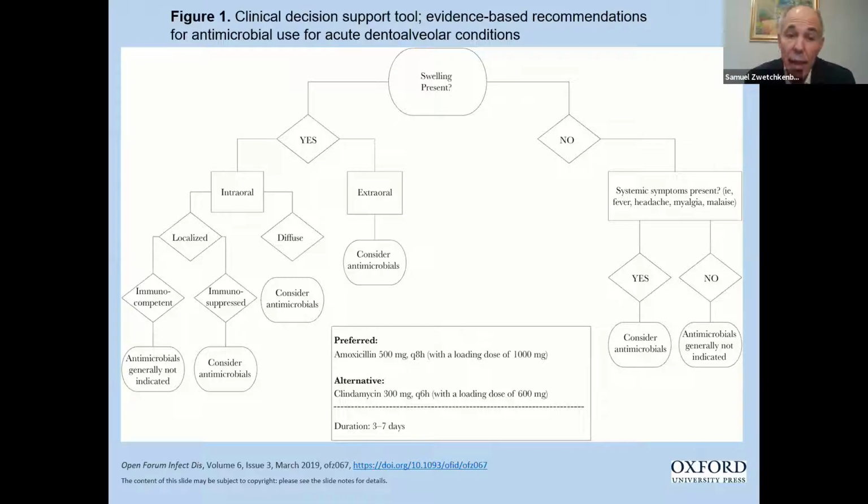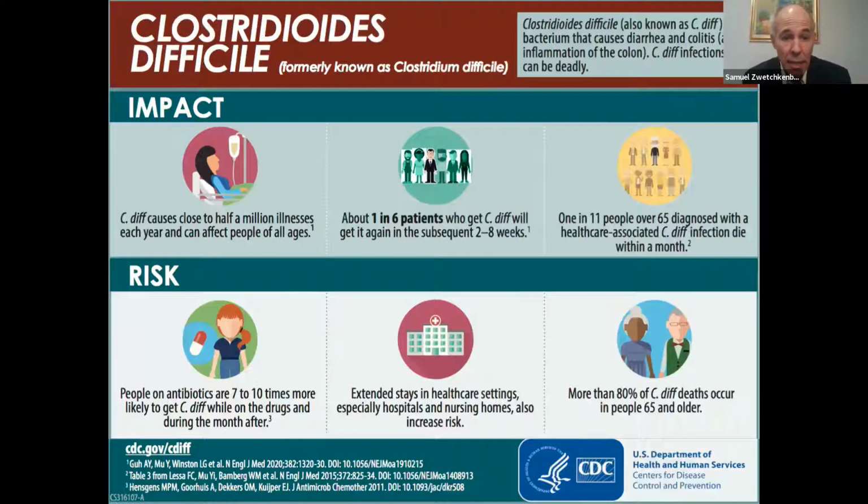So to me, that's an example of antibiotic stewardship, looking closely at each and every patient, asking the questions before having that gut reaction. We talked about C. diff, and we'll talk a little bit more about it. C. diff is a significant condition that affects 500,000 people in the United States every year. It can affect people of all ages. About 1 in 6 patients who get C. diff will get it again in about 2 to 8 weeks. And it really does affect those over 65 most significantly. It tends to be a problem more in older adults.